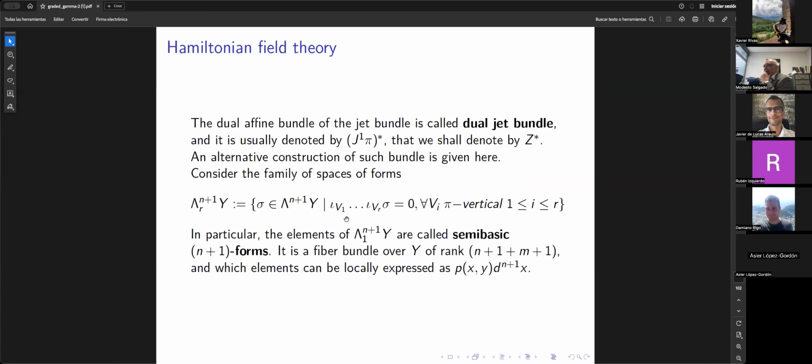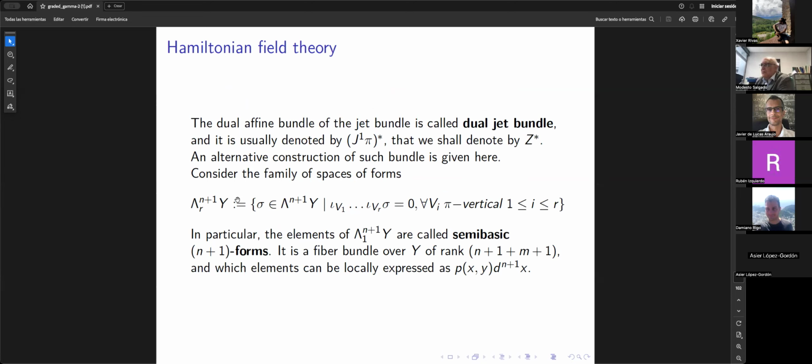Okay, so this is just how to obtain the equations. And to develop the Hamiltonian counterpart, instead of having the one jets of local sections, the manifold of one jet local sections, we consider this.